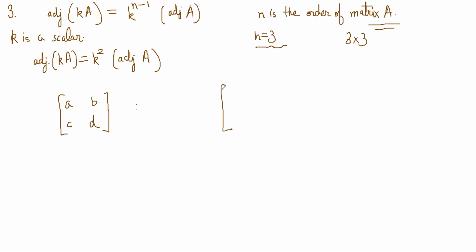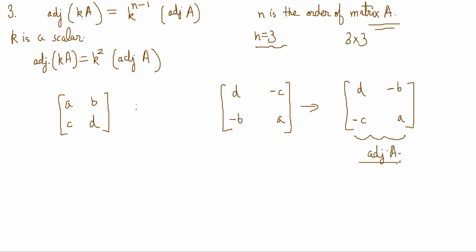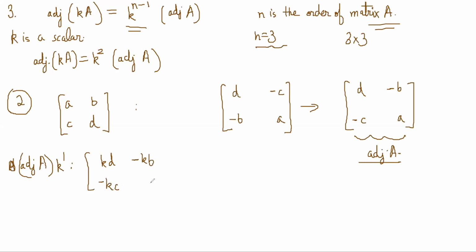Adjoint will be the cofactors. The first cofactor is D, B's cofactor is C but minus C, C's cofactor is B but minus B, and D's cofactor is A. This is the cofactor matrix. I take a transpose of that, so it becomes D, minus C, minus B, A. This is my adjoint of A. Now, the K power n minus 1: the order of this matrix is 2, a square matrix of order 2, so it should be K power 1. So adjoint of KA will be KD, minus KB, minus KC, KA.